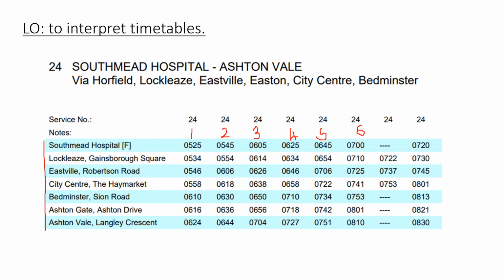At this point here, this dotted line means there is no bus leaving Southmead Hospital at this time. But there is one leaving Lockleys, and it does a shorter route from Lockleys to Eastville to City Centre. So this is our 7th bus, but it doesn't leave Southmead and it doesn't go all the way to Ashton Vale. So it's less than half a route. And the last one is our 8th bus, which is the full route again. Okay, so this is how you read the bus timetable. Let's look at some questions to help us understand that.